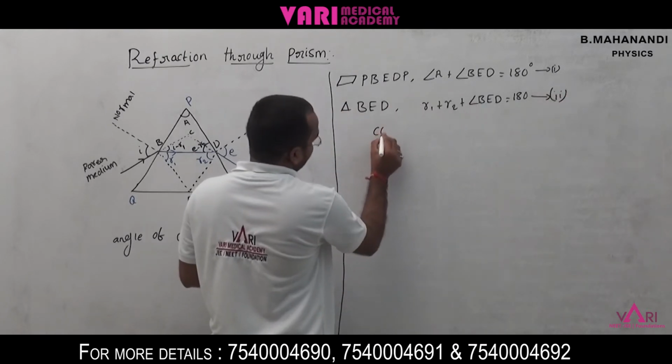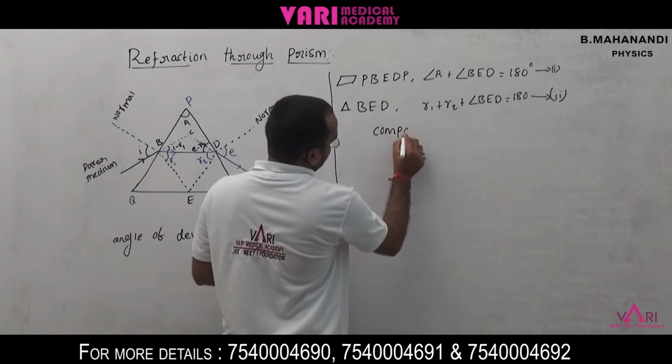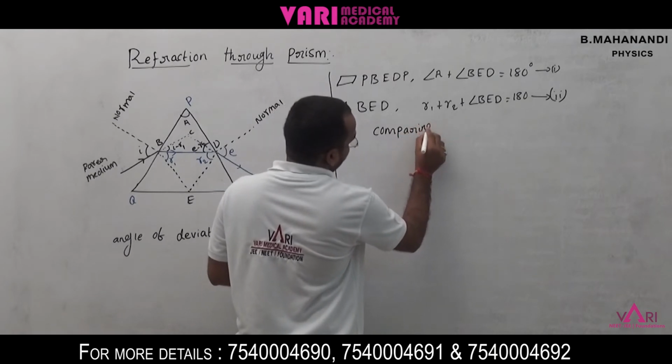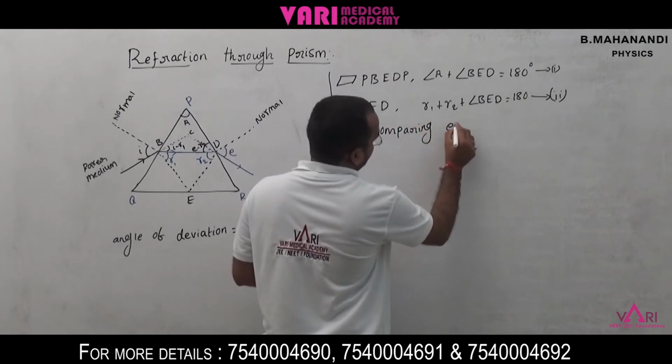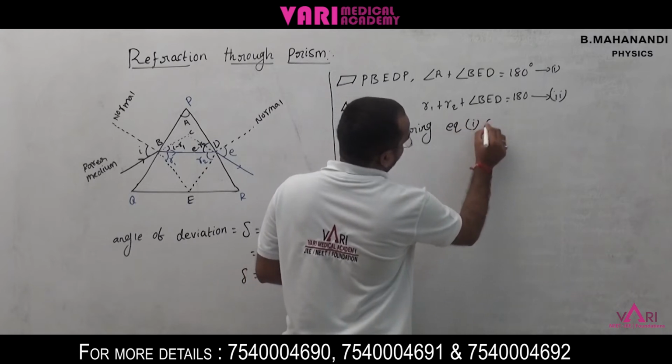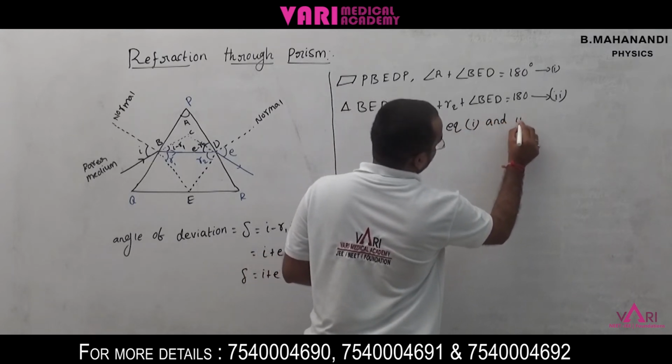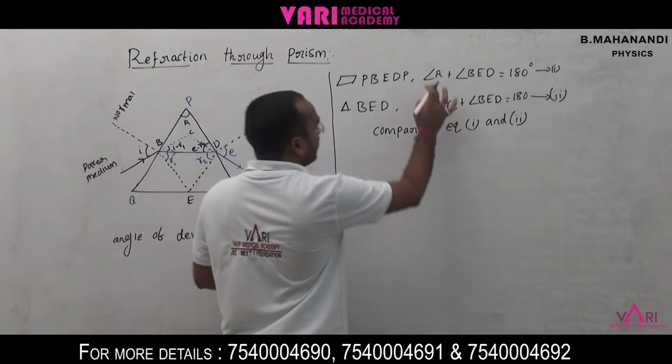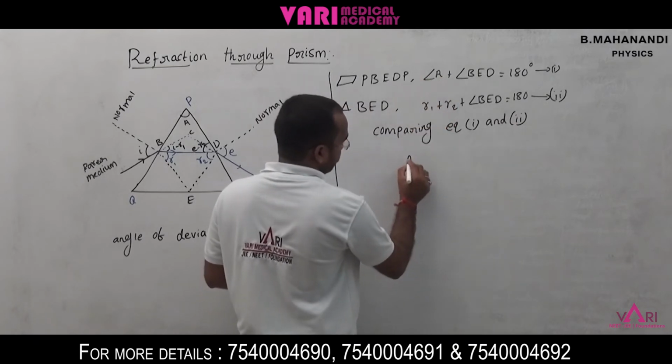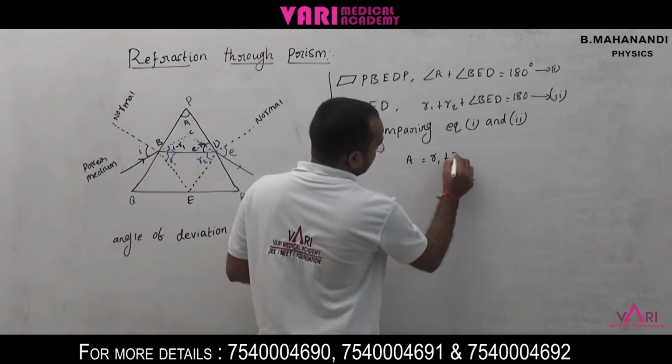Comparing equation 1 and 2, we get A equals r1 plus r2.